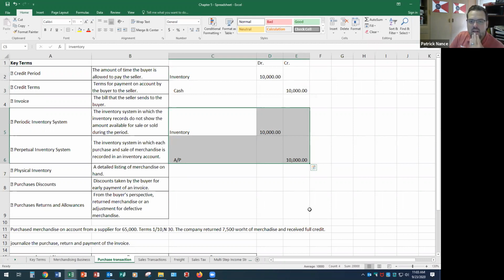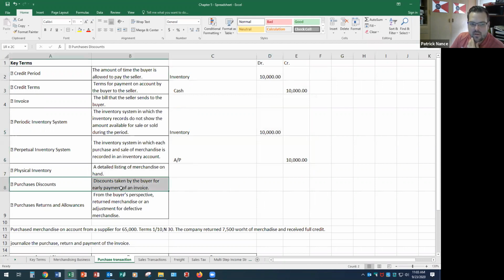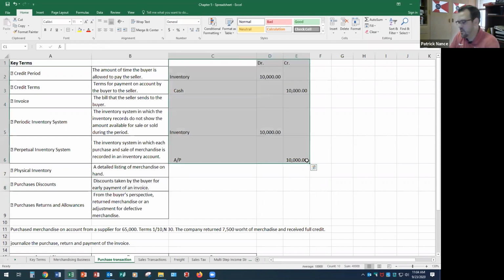But something that's really common in buying and selling of merchandise is to offer discounts. We're talking about purchase discounts here, where if you pay early, and this is to motivate people to pay their bills early, they can offer you a discount for that early payment. There's a wording that they use that's odd that you probably haven't seen unless you've worked in inventory before. But here's how it works. We'll delete this over here and I'll show you.